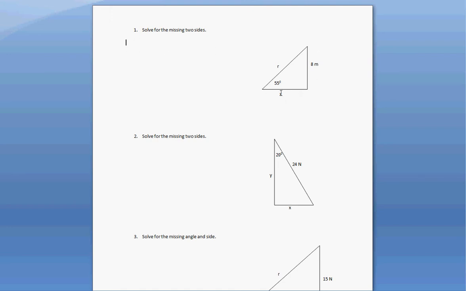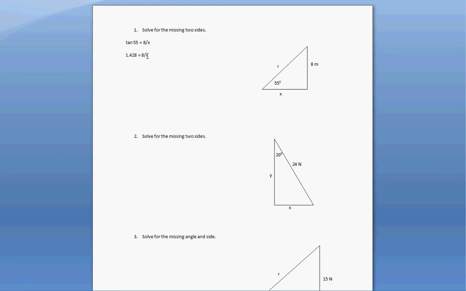So to solve for x, we have the angle here, we have the opposite side, and we're looking for the adjacent side. So opposite and adjacent is tangent. So the tangent of 55 is equal to the opposite divided by the adjacent. The tangent of 55, we're going to get that on a calculator. So I'm just going to hit 55 and the tan button, and I get 1.428. And that's equal to 8 over x.